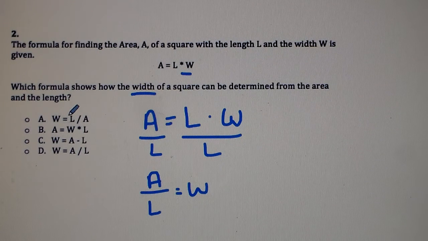So W is equal to L divided by A? No, because we know it's A divided by L. Area is equal to width times length? Well, we know that's true, but we're trying to get W by itself. W is equal to area minus length? Nope. W is equal to area divided by length. Yep, that's D, so 2 is D.